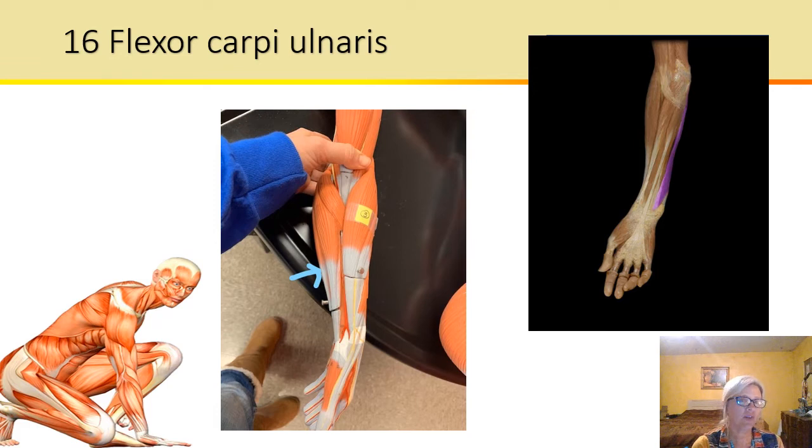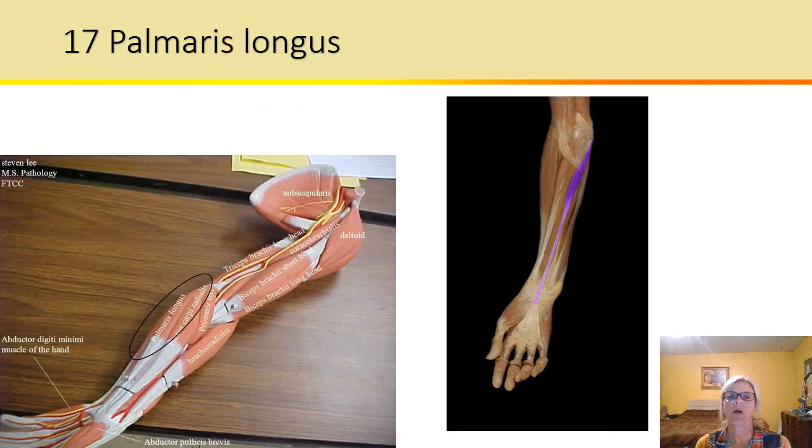So you can probably just figure this one out. Carpi ulnaris is going to be the wrist bender of the ulna. All right, so this flexes the wrist and adducts the hand. Palmaris longus. So palmaris refers to the palm, and longus means it's long. So long palm muscle, and it flexes the wrist.